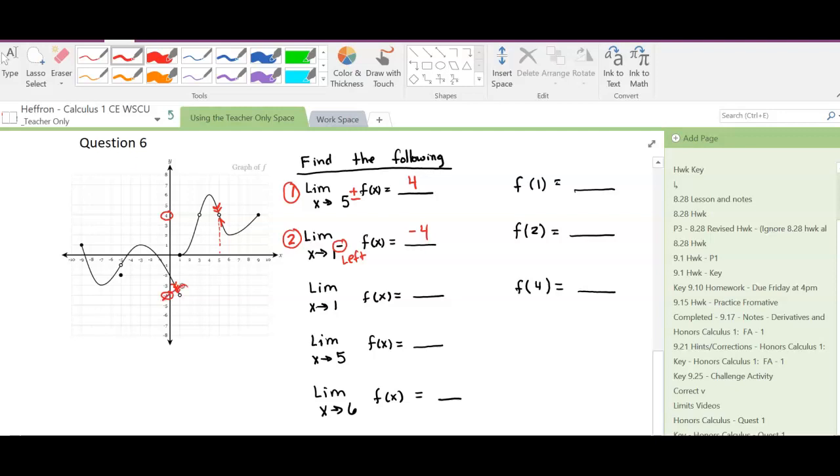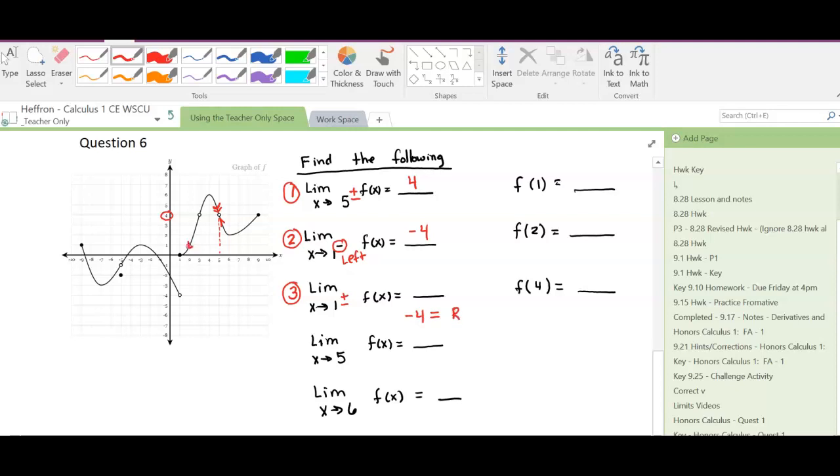Now for the next question, what I'm going to call number 3, I need to look at the left and the right because it doesn't say, and so that again implies plus and minus. Well, the left side we already showed was -4. Does that equal the right side?